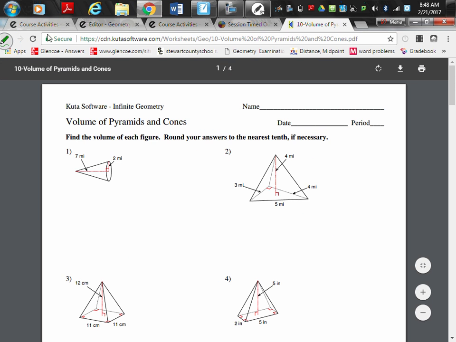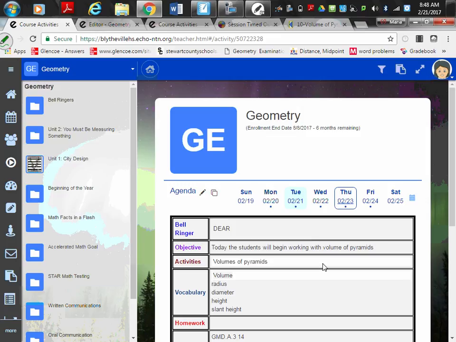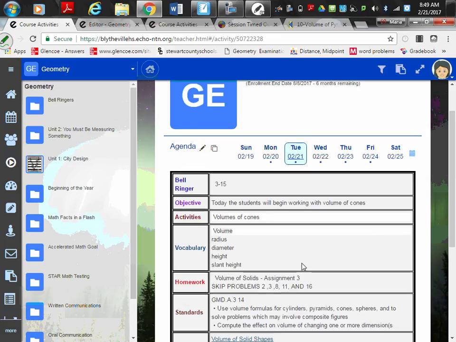It is on Echo. You're going to do assignment number 3. Skip problems 2, 3, 8, 11, and 16. We're going to skip 2, 3, 8, 11, and 16.